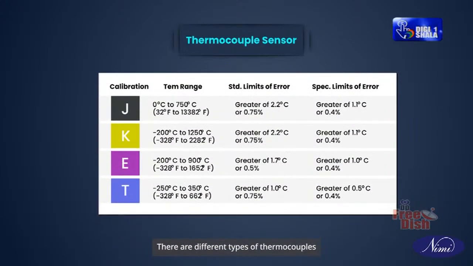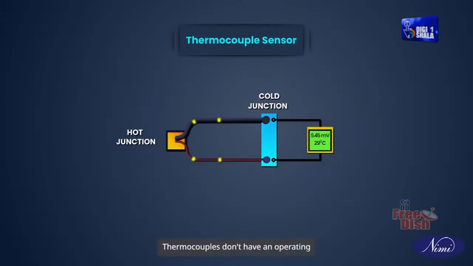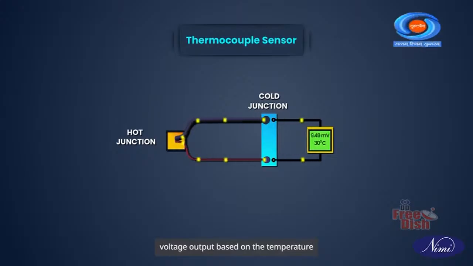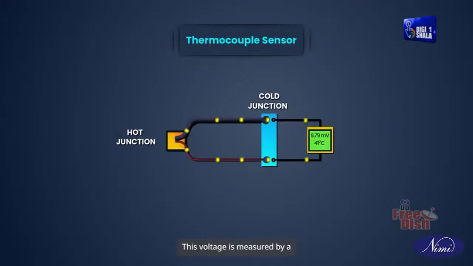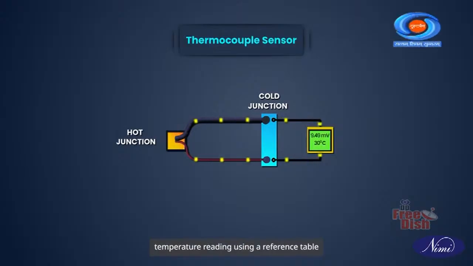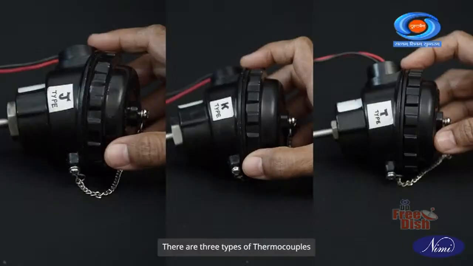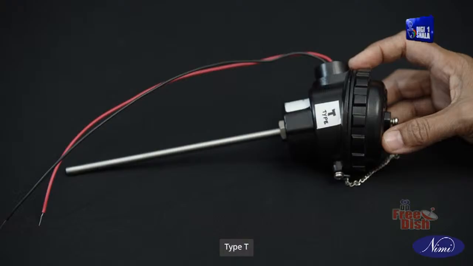There are different types of thermocouples used for different applications with respect to voltage and temperature. Thermocouples don't have an operating voltage themselves. They generate a small voltage output based on the temperature difference between the hot and cold junctions. This voltage is measured by a temperature reader and converted to a temperature reading using a reference table. There are three types of thermocouples: Type J, Type K, and Type T.